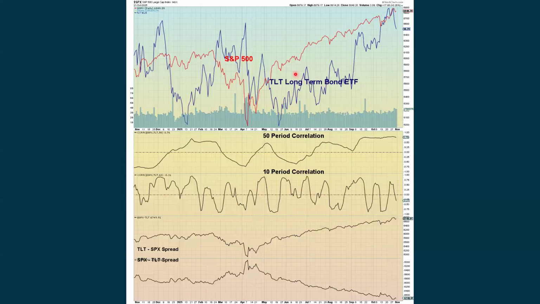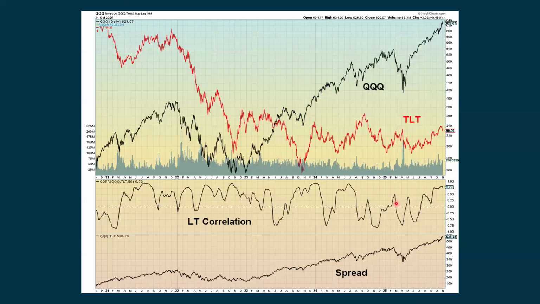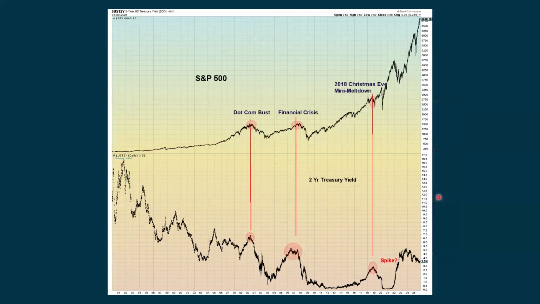And then we look at the S&P in red here, and the long-term bond, which is in blue. The long-term correlation here is pretty strong. That stays pretty strong. We're seeing it coming down to neutral here in the shorter term with the correlation. Then we do that same thing with the Qs to the long-term bond, and the long-term correlation is still pretty strong here. We keep an eye on the 2-year yield. That's shorter term, and for the most part, it's been coming down, and that's been positive for stocks.